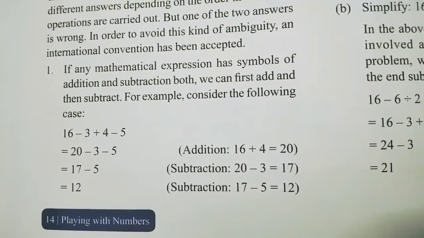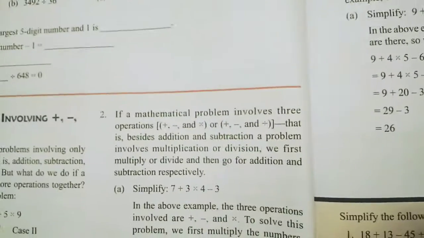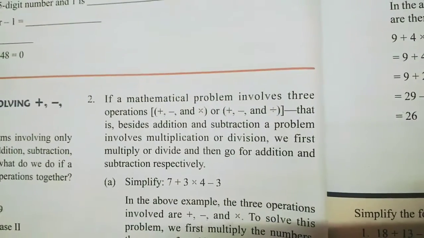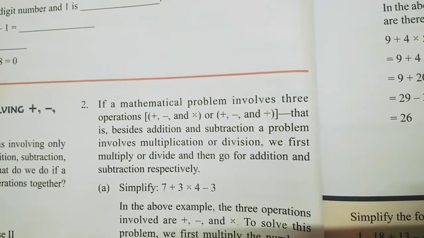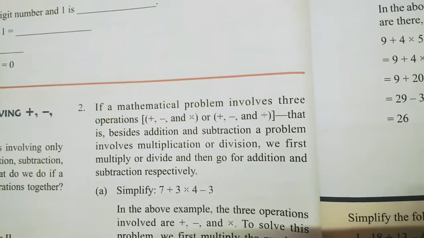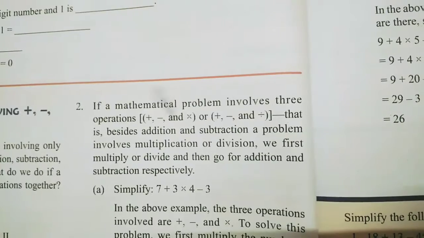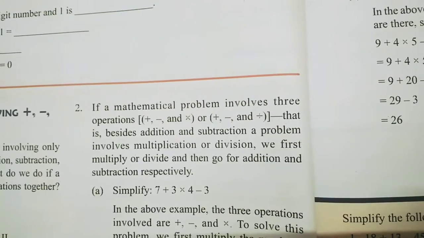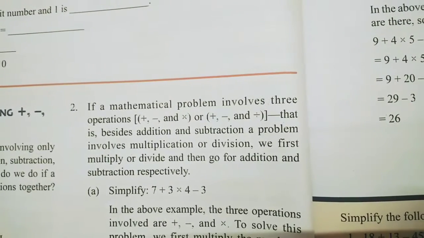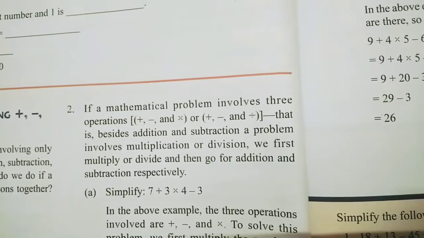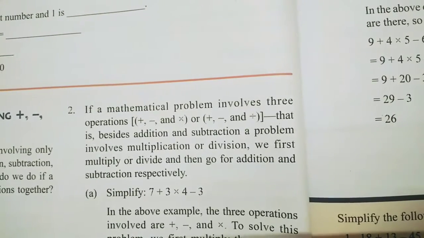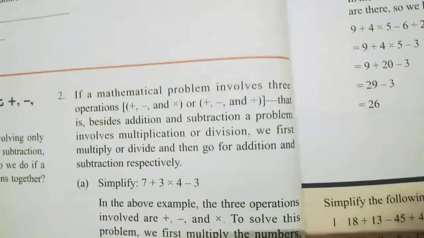Okay, now we'll go to the next rule, that is rule number 2. In rule number 2, what is given? If a mathematical problem involves three operations like plus, minus and into, or plus, minus and divide, then what do you do? That is, besides addition and subtraction, if a problem involves multiplication or division, we first multiply or divide and then go for addition and subtraction respectively.